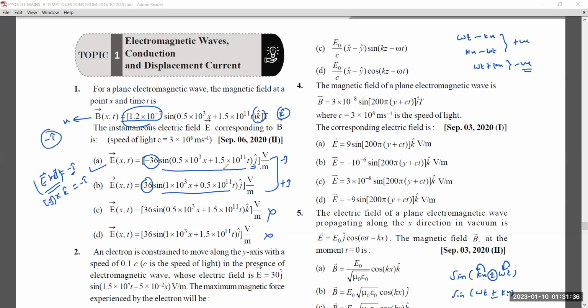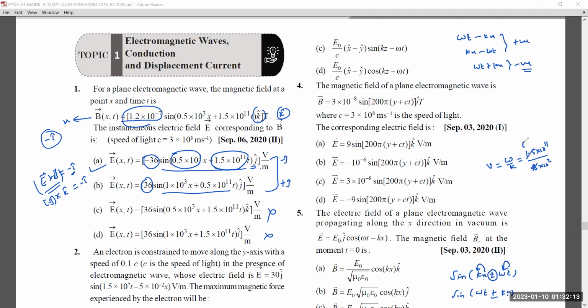So what is omega here? 1.5 into 10 power 11. And what is k here? 0.5 into 10 power 3. So what is the speed, the velocity of the wave here? V equals omega by k. Yes, it is always omega by k. Omega we got 1.5 into 10 power 11, and k we got 0.5 into 10 power 3, which is 5 into 10 power 2.